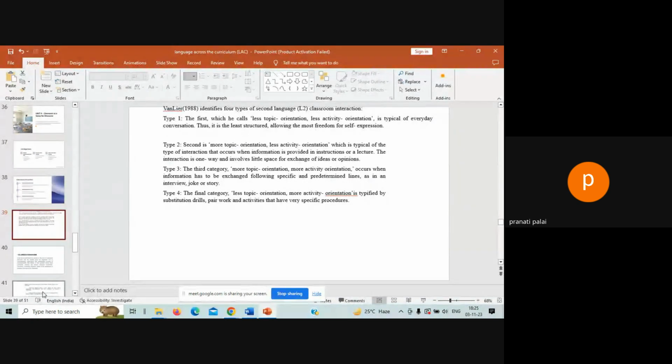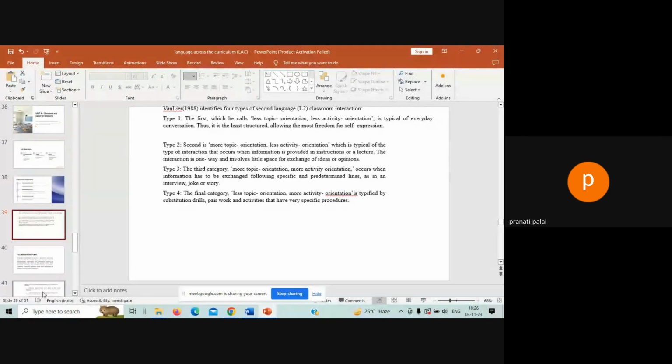Van Lier identifies 4 types of second language classroom interaction. Type 1, which he calls less topic orientation, less activity orientation, is typical of everyday conversation. Thus, it is the least structured, allowing most freedom for self-expression. In this type of class interaction, there is less activity and less topic orientation. Here the child is given utmost freedom to express himself or herself.